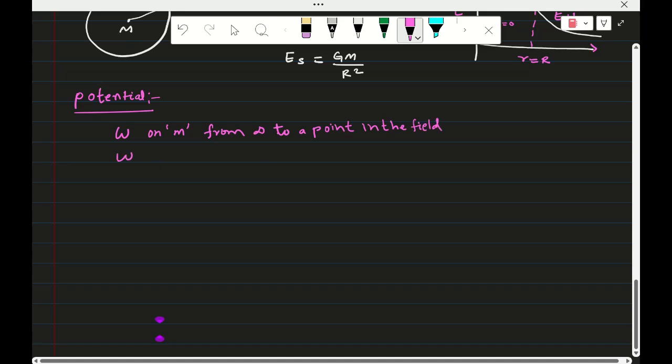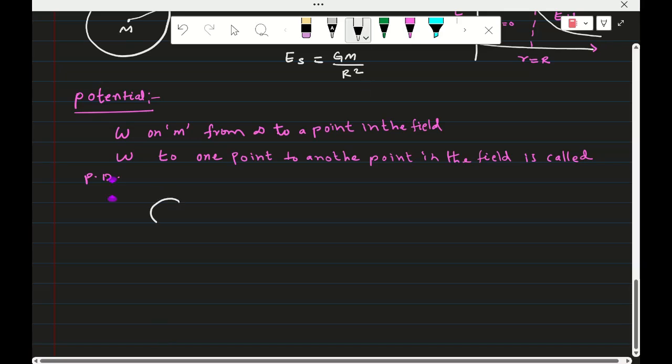So the work done to move from one point to another point in the field is called potential difference. Potential difference in an electric field is very, very important. So now see, I will give the clarity.